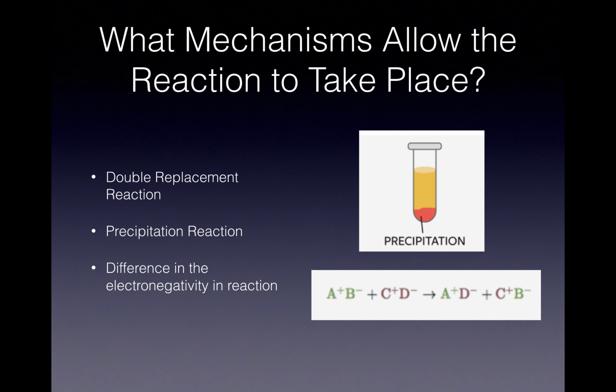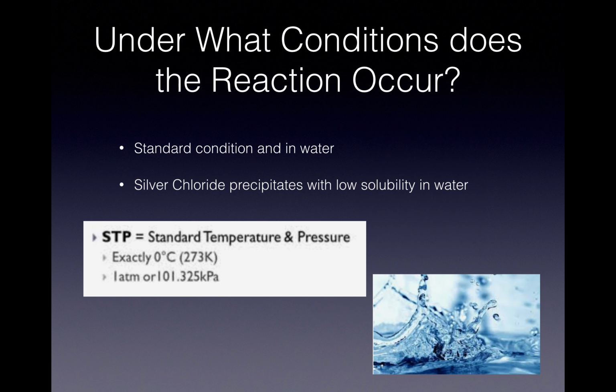Considering what mechanisms allow the reaction to take place, firstly, this reaction is a double replacement reaction, and it is a precipitation reaction, which as a result acquires a precipitate at the end of the reaction. And the difference in the electronegativity in the reaction allows for the reaction to take place.